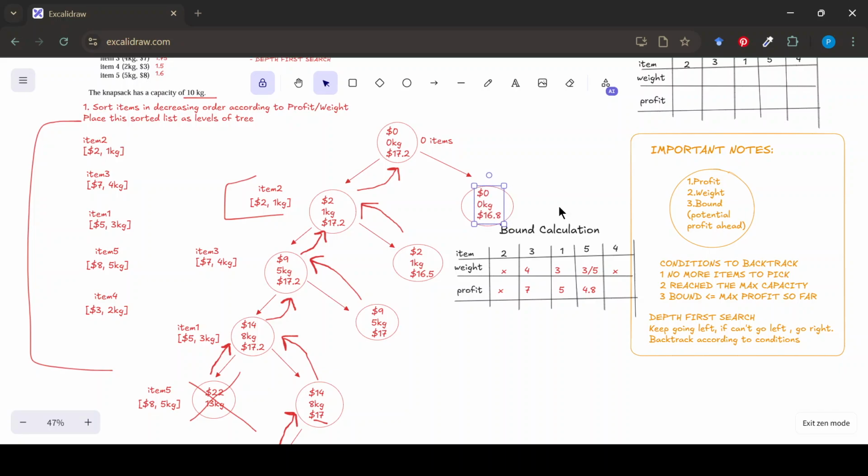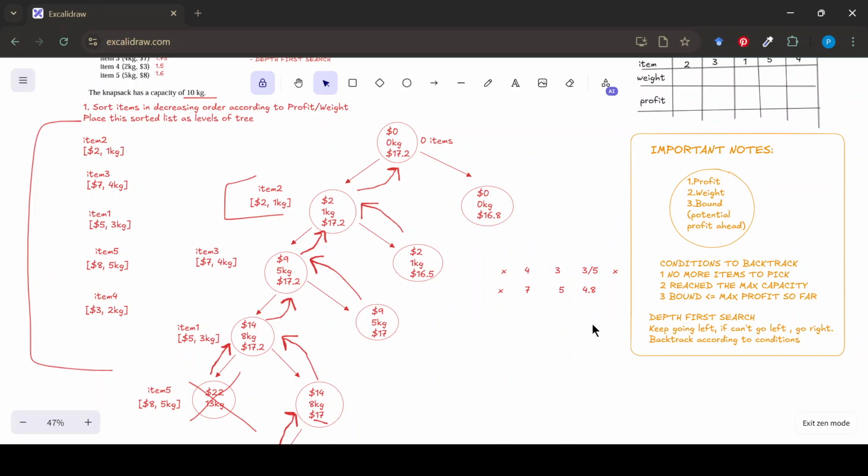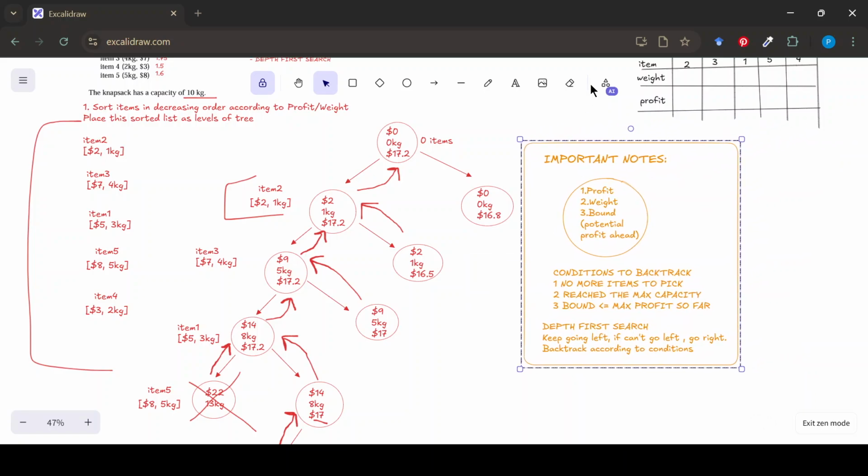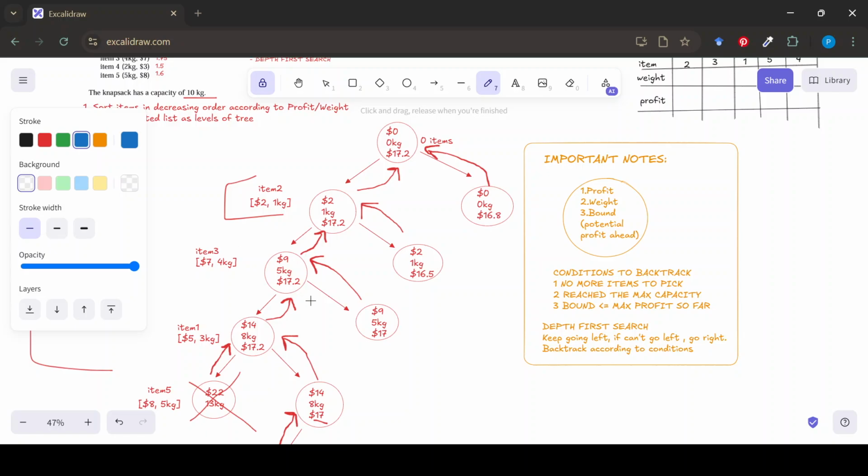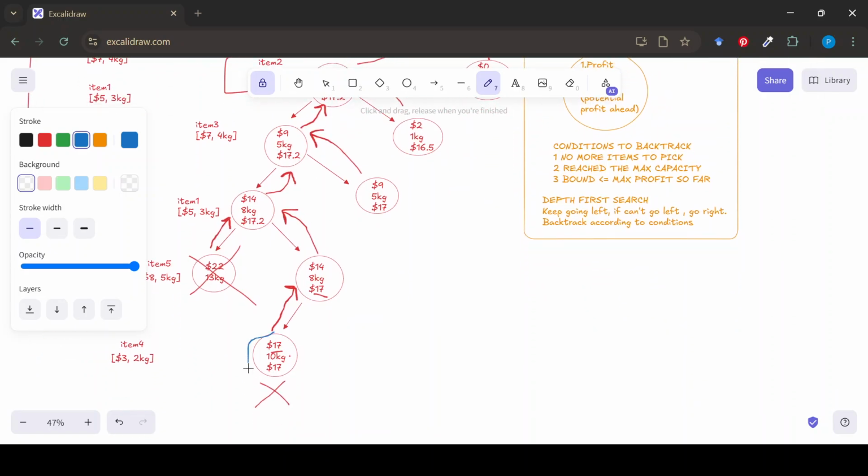Okay. And if I check my conditions, my third condition has been satisfied here because my bound is less than my maximum profit. So I can backtrack. And once I backtrack, that brings me back to the start of my tree. And I have nowhere else to go. That means my tree is fully pruned, right? There are no more solutions to consider. And the maximum we have found is here, this guy here. So this guy has the maximum profit of 17.